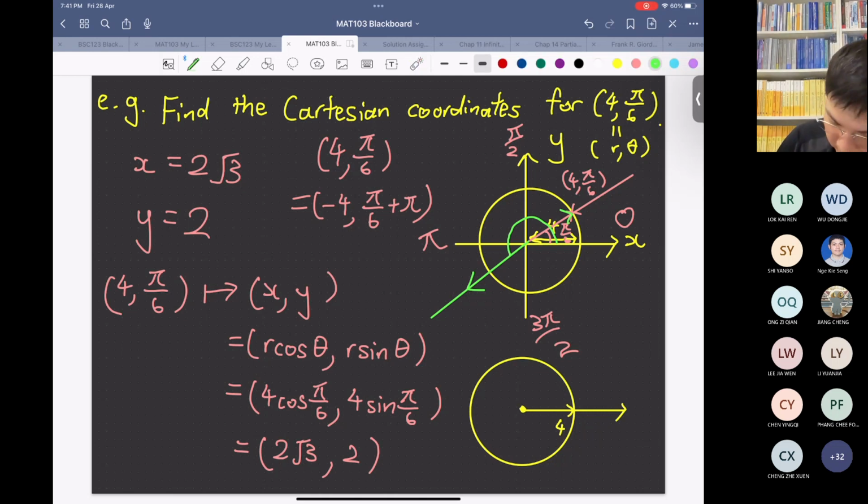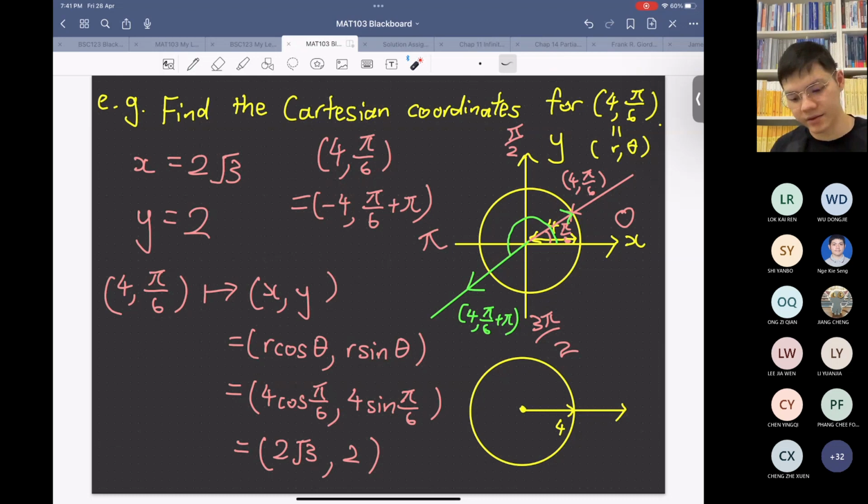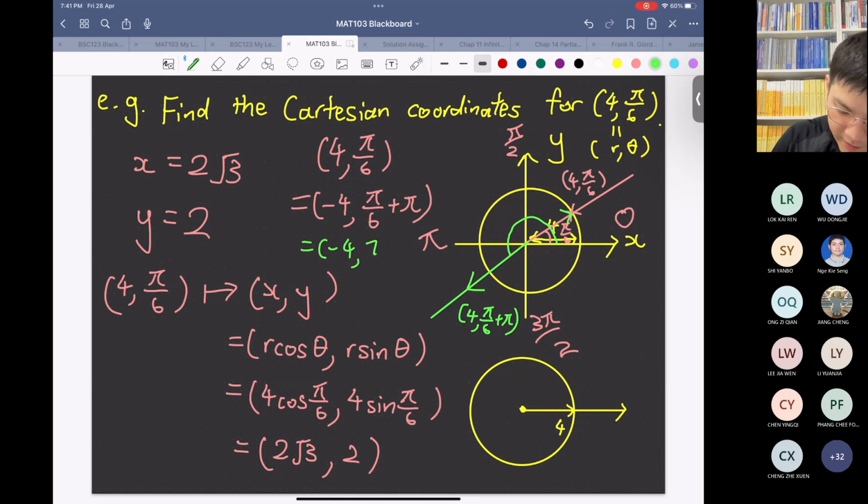This here is pi over 6 plus pi. Then to go opposite, I just take the minus radius, so to get back the same point. In this case, I get minus 4, 7 pi over 6. Anyone have any question or not?